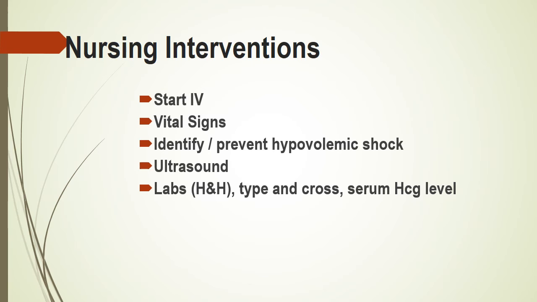Labs are going to be sent. We want to get a hemoglobin and hematocrit for a baseline. We can identify that she actually is having quite a significant blood loss by that H&H. We may also be sending off a type and cross-match because if she's hemorrhaged significantly, we're going to have to give her blood products. And then we want to collect a serum HCG level because depending on the treatment, we're going to be following these HCGs until they go back down to 0.